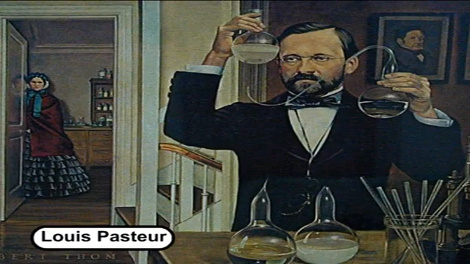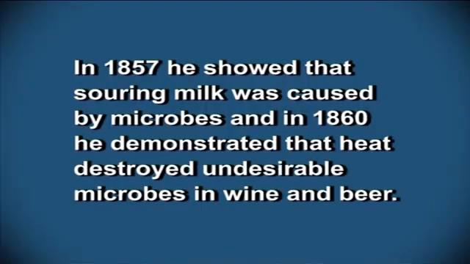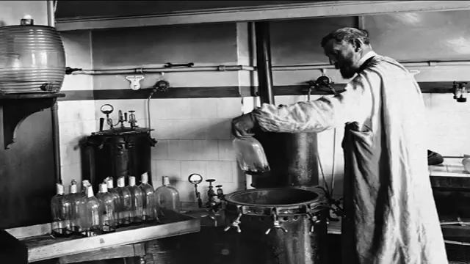He demonstrated the role of microorganisms in the spoilage of French wines, which resulted in the rediscovery of bacteria. In 1857, he showed that souring of milk was caused by microbes, and in 1860, he demonstrated that heat destroyed undesirable microbes in wine and beer. The latter process is now called pasteurization. Pasteur is known as the founder of food microbiology. He demonstrated that air needed heating to remain sterile. He finally disproved spontaneous generation.